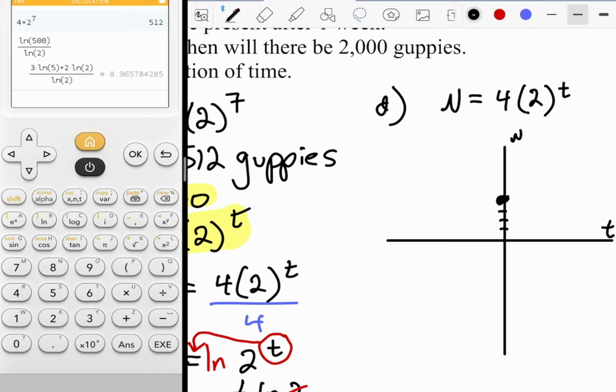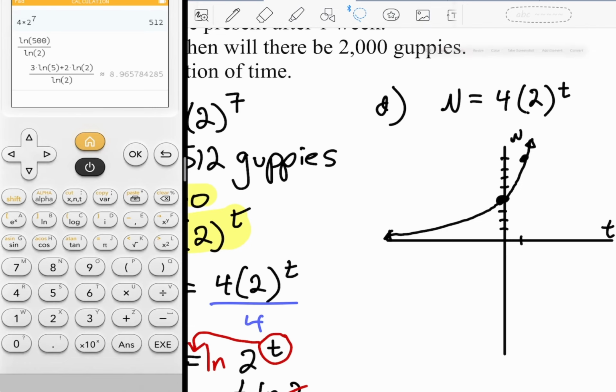I could plug in a 1. If I plug in a 1 for this, 2 to the first power is 2, times 4 is 8. So 5, 6, 7, 8. It's going to go off the rails after that, but we know it has to be asymptotic with the x-axis, or the t-axis, so it has to start off fairly close to the t-axis and then increase through these points. And once you do that, you have your graph.